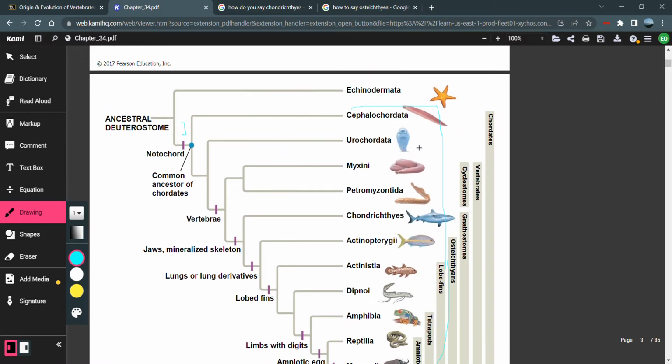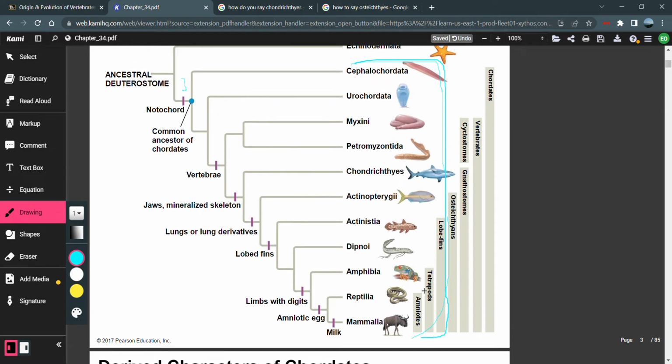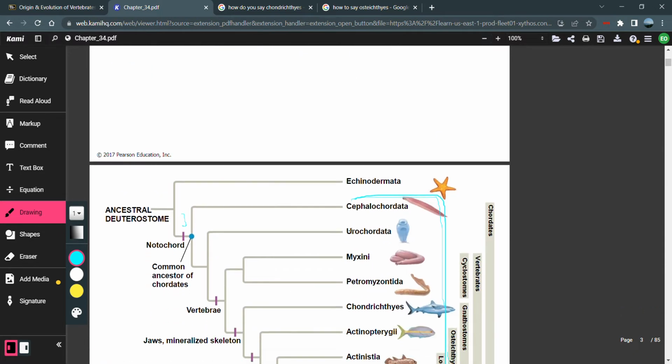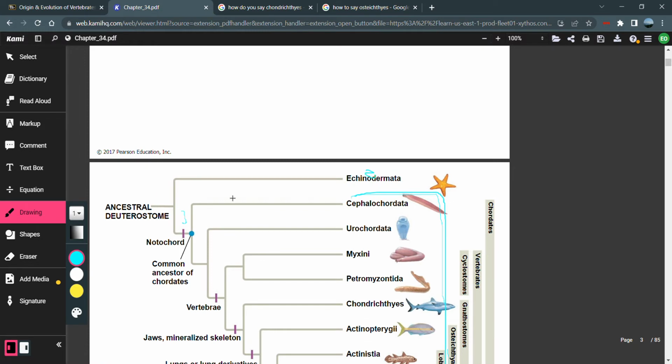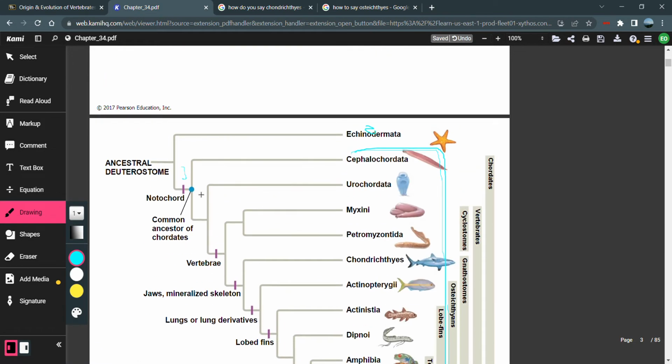So here is our whole chordata family. We are in the amniotes or tetrapods. We also call tetrapods, we also call amniotes or mammalia. So our sister group is the echinodermata, which is our starfishes and our sea urchins. The notochord, everyone has a notochord, which is important.